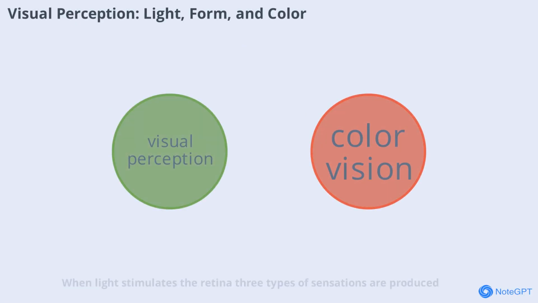When light stimulates the retina, three types of sensations are produced: light sense, form sense, and color sense. Light sense allows us to perceive brightness and adapt to changing illumination. Form sense enables us to distinguish shapes and patterns, with the greatest acuity at the fovea. Color sense is mediated by three types of cone pigments, each sensitive to red, green, or blue wavelengths. The combination of these sensations creates our rich visual experience.